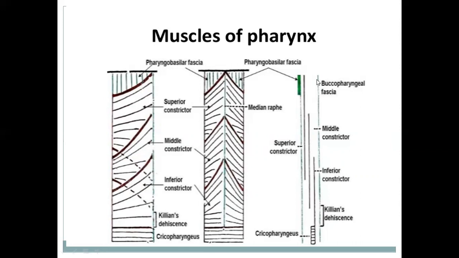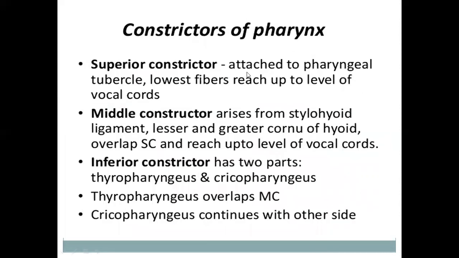So this is the buccopharyngeal fascia which covers these constrictors from outside, and this is the Killian's dehiscence, and this is the cricopharyngeus. The superior constrictor attached to the pharyngeal tubercle and lowest fibers reach up to the vocal cord. Middle constrictor arises from the stylohyoid ligament. We have already discussed lesser and greater cornu of the hyoid bone and overlaps superior constrictor and reach up to the level of vocal cords.